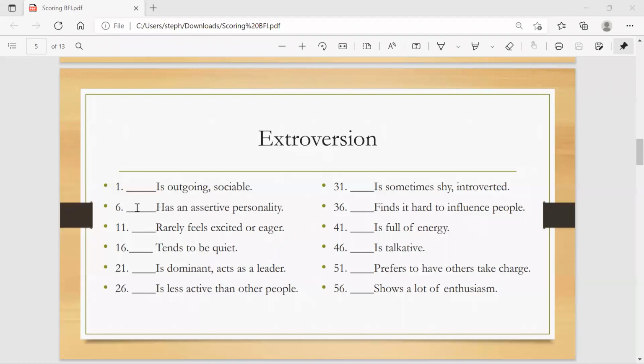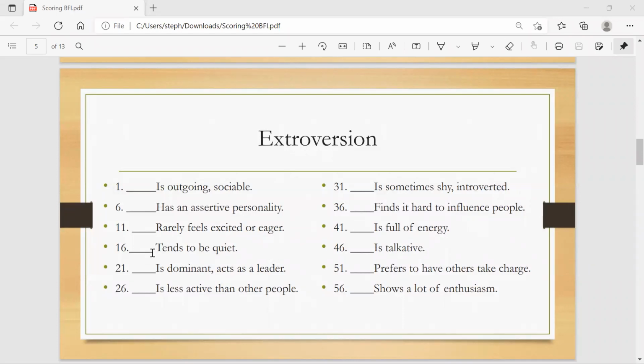Okay, so number 6 also has to do with extroversion: has an assertive personality. Again, if you agree strongly, that's a 5, so 1 being disagree strongly, 5 being agree strongly. Now 11, rarely feels excited or eager. This sounds like it's reverse coded, but unless we actually have the scoring instructions, you're not going to guess or assume. You have to have the scoring instructions in order to use a scale.